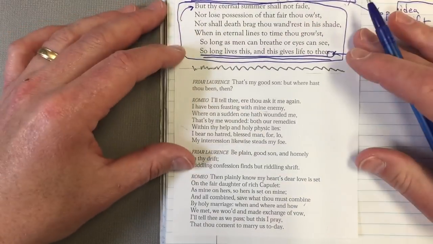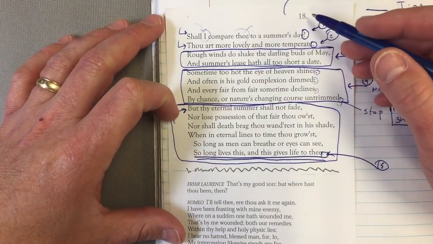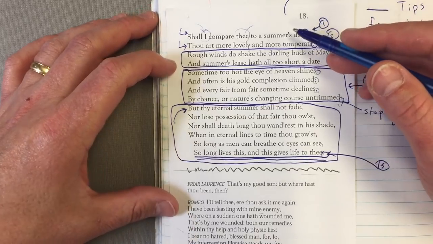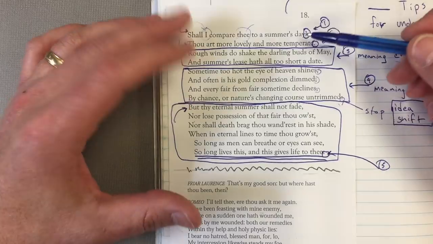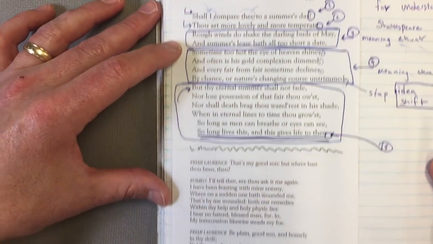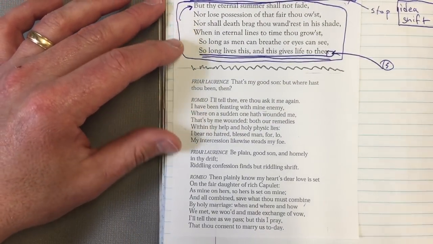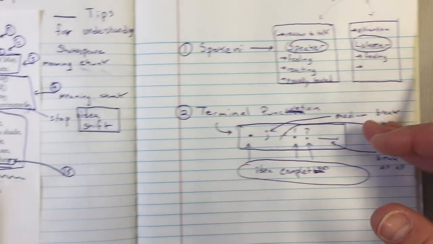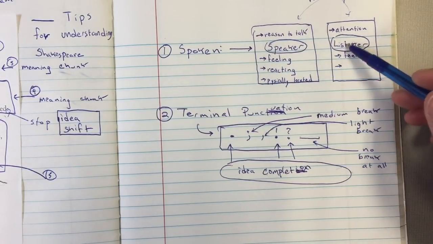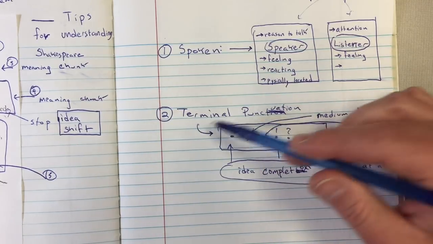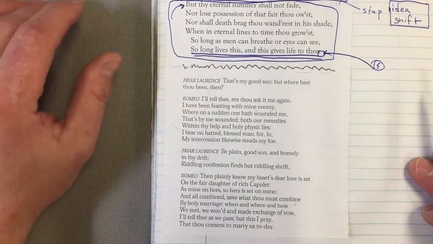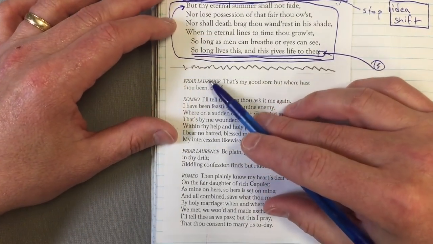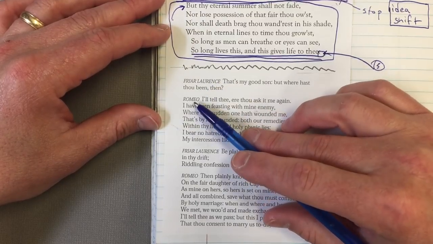Okay, so this is a standalone poem here. It's very famous. That's why I wanted you to have a chance to look at it. It's quite possibly the best known poem in the English language. But these tips, tip number one, speaker, listener, speaker, listener. And tip number two, terminal punctuation, is even more helpful as you're trying to read an entire play worth of text. For example, Friar Lawrence is the speaker, Romeo is the listener.